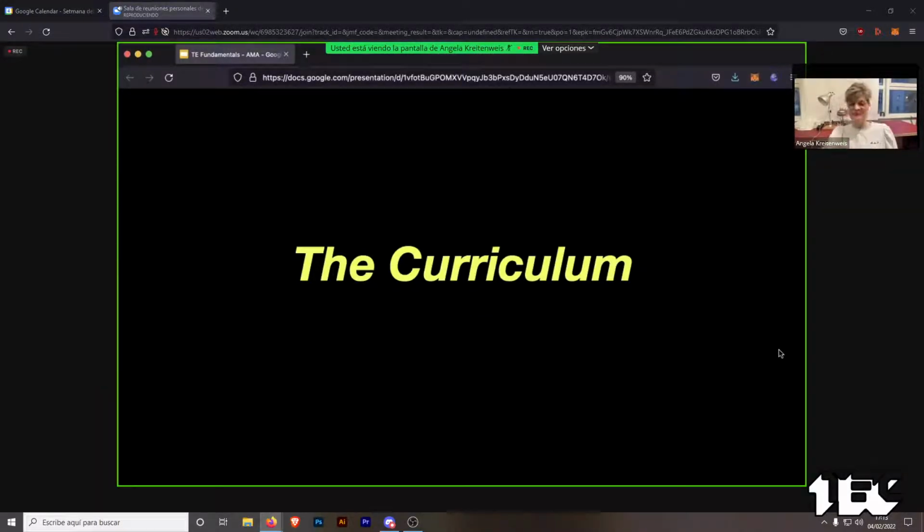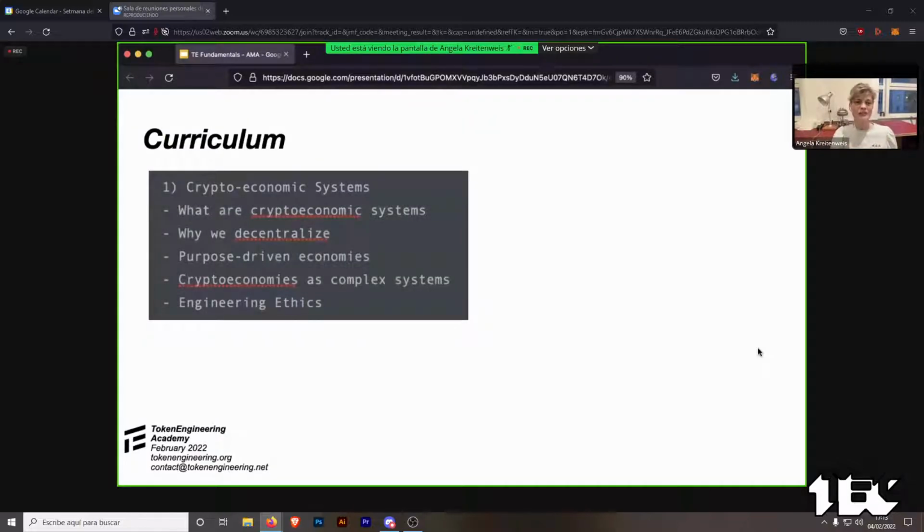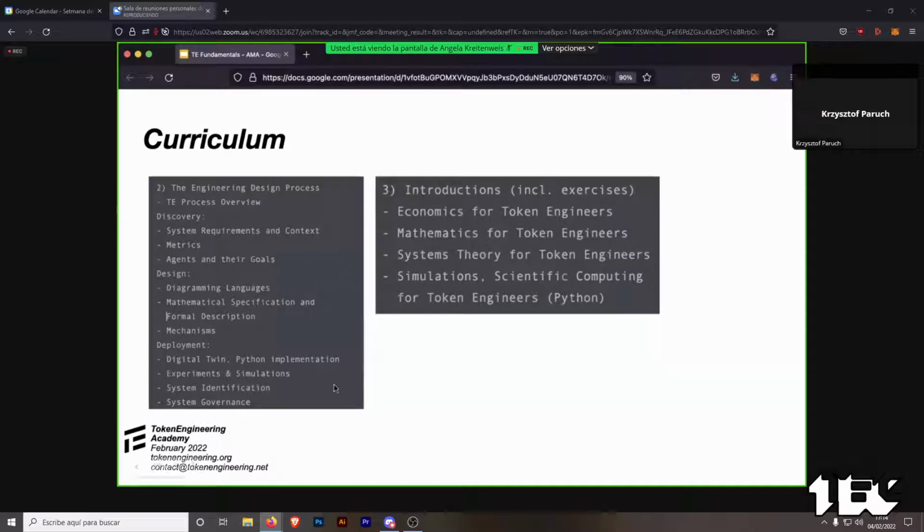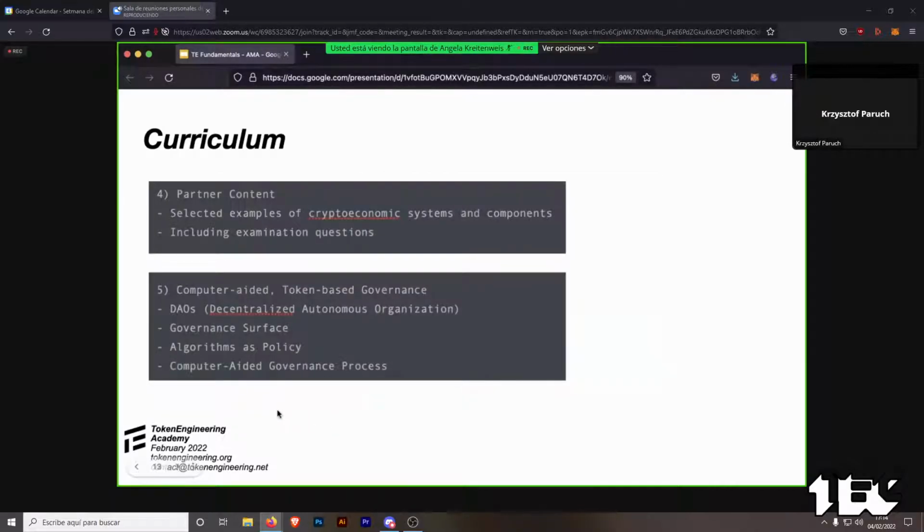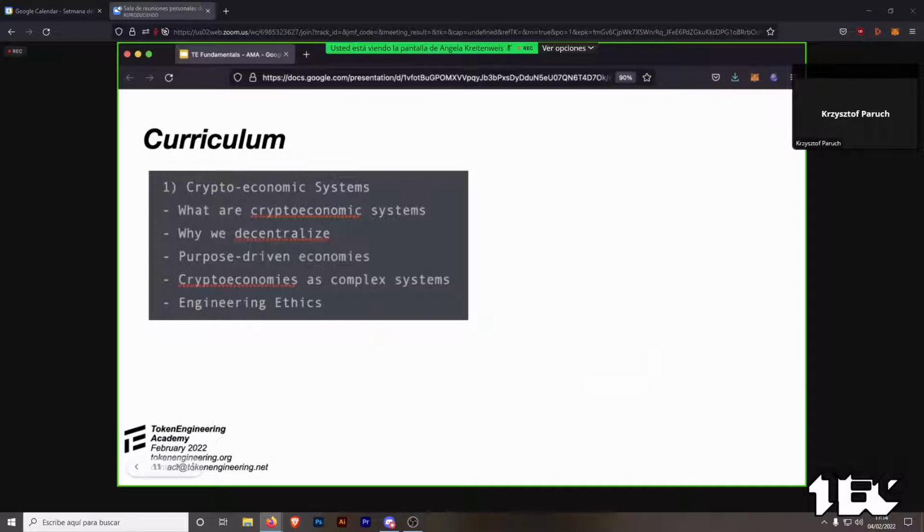The curriculum. So let's provide an overview of what we are planning in terms of content at TE Fundamentals. So Chris, maybe you would like to walk us through all these new topics that obviously my text editor doesn't know yet. Yes, sure. Thank you, Angela. Yeah, so the curriculum, as said, tries to cover all of the topics relevant for token engineering. And we want to build a story here.